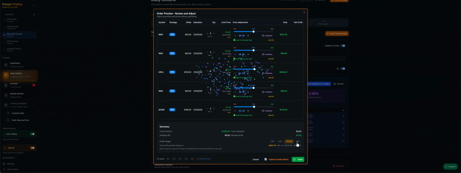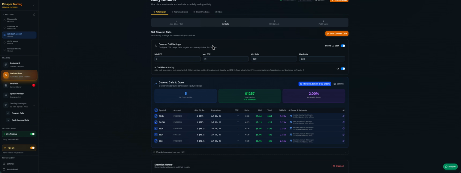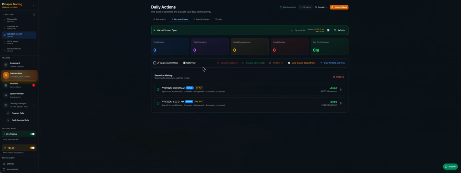Yep, and I see them coming through. A little confetti goes off, letting you know that they went through. And then again, you can come up to working orders. You don't have to go and reconnoiter on the price here or reset the price. Looks like these filled. Looks like there were none that didn't fill.